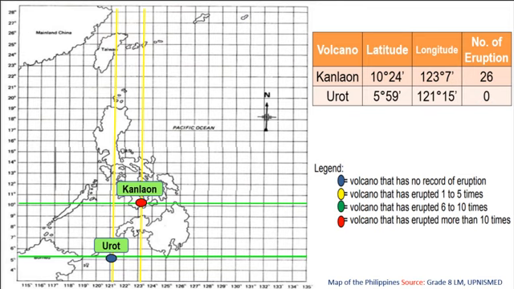So that is the way you gonna finish your activity number 2. Just follow the legend and the table that I presented. Okay? So Canlaon is considered active since it erupted more than 10 times for the past years. And Orot is an inactive volcano since there is no record of eruption for the last 10,000 years ago.